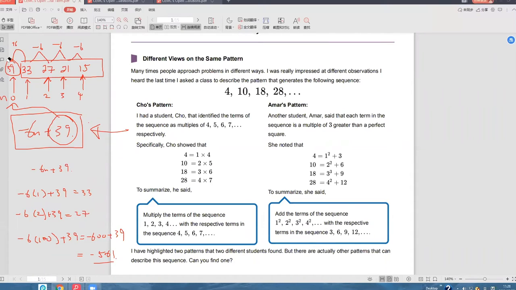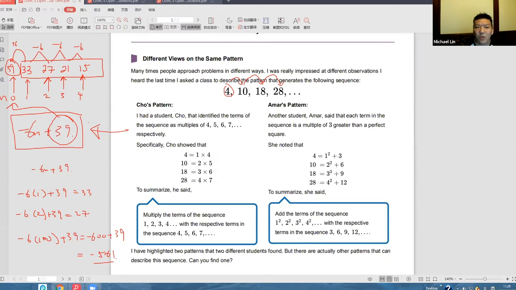Teacher, for the 4, 10, 18, and 28 pattern, I found a pattern. So it's times 2 plus 2, times 2 minus 2, times 2 plus 2, times 2 minus 2, and so on. Oh, very clever. So you're saying it's this number times 2 plus 2 and then times 2 minus 2 and then times 2. That doesn't quite seem to work.